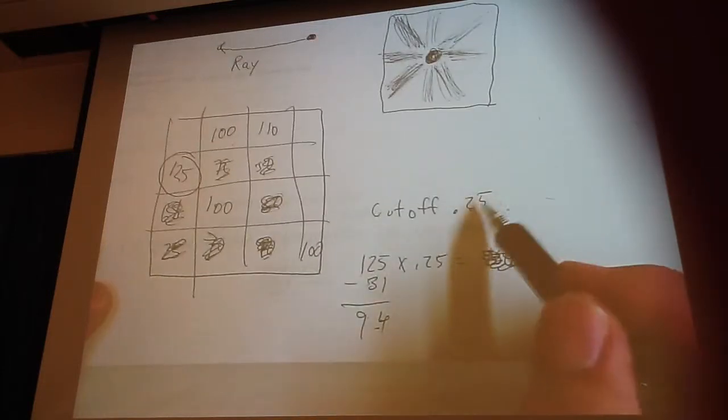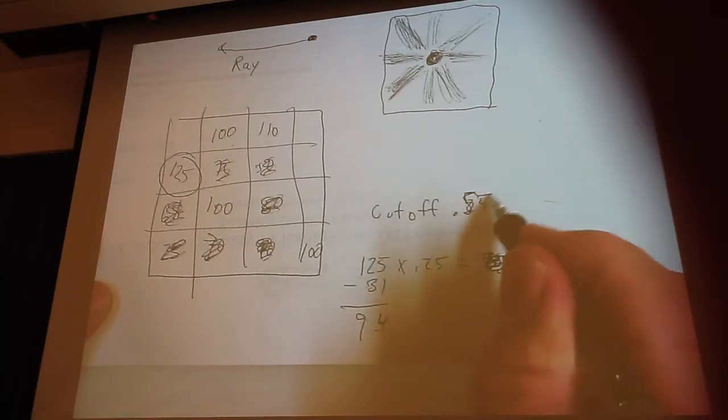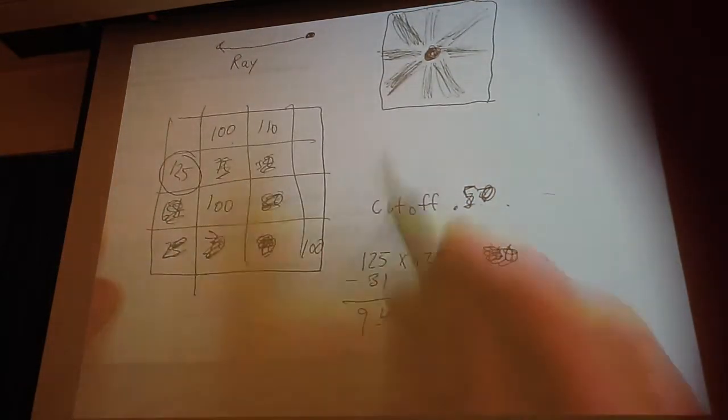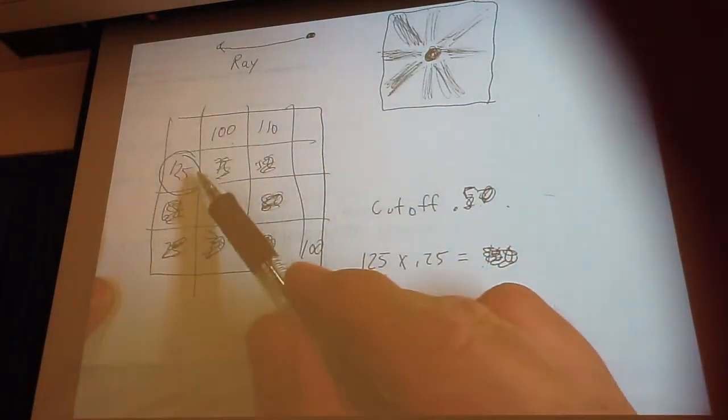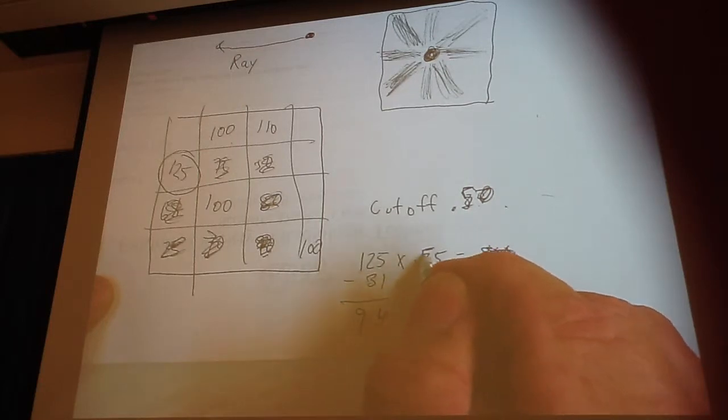And as this number goes up, if I went up to a cutoff of 0.50, that means everything, so 125 times 0.5 is what, 60 something?